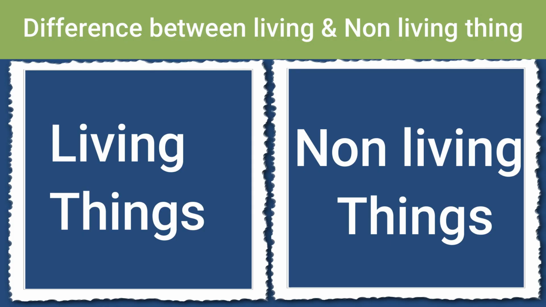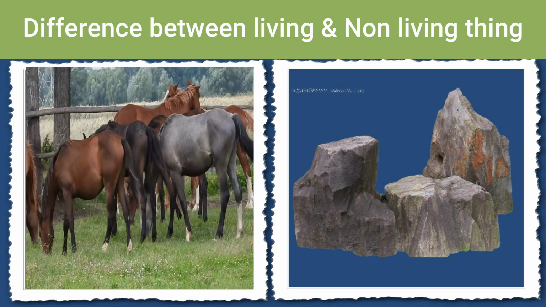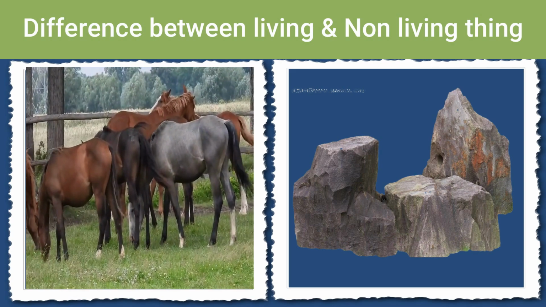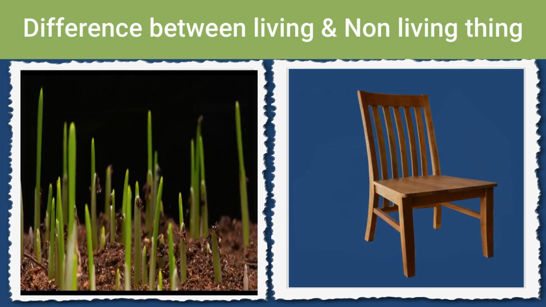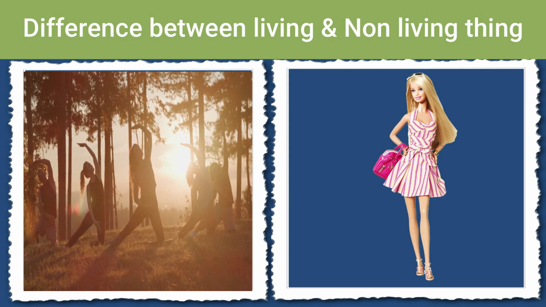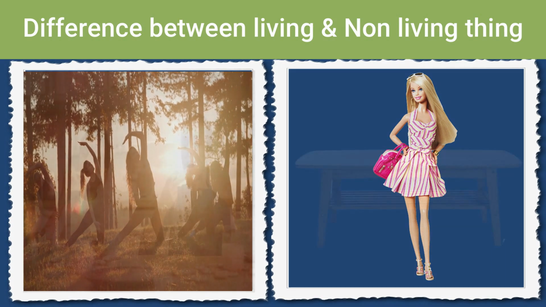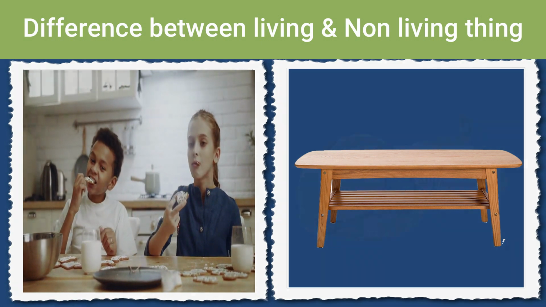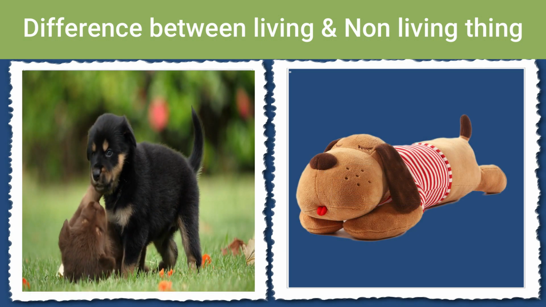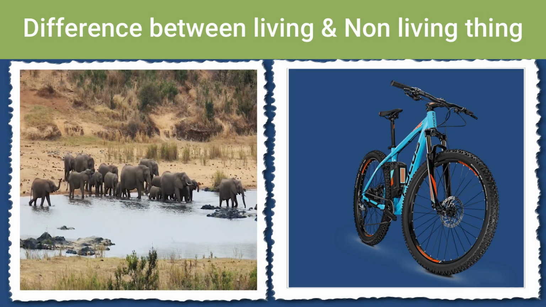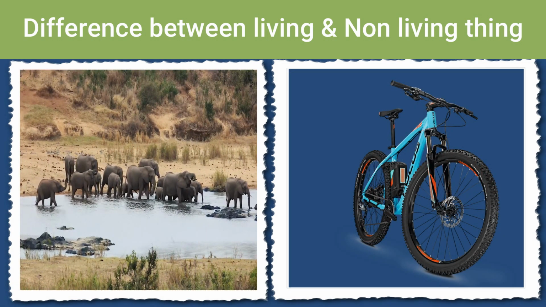Now let us move on to the difference between living and non-living things. Living things move. Non-living things cannot move on their own. Living things grow. Non-living things do not grow. Living things breathe. Non-living things do not breathe. Living things need food. Non-living things do not need food. Living things feel. Non-living things cannot feel. Living things reproduce. Non-living things do not reproduce.